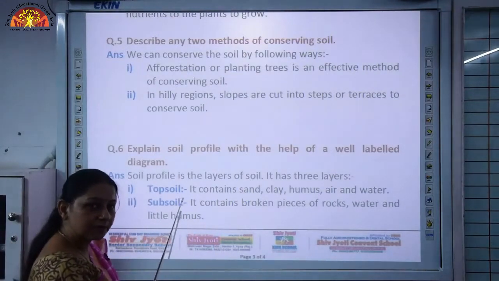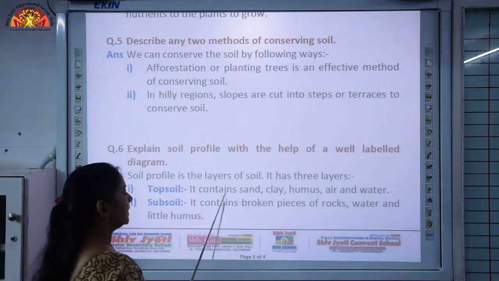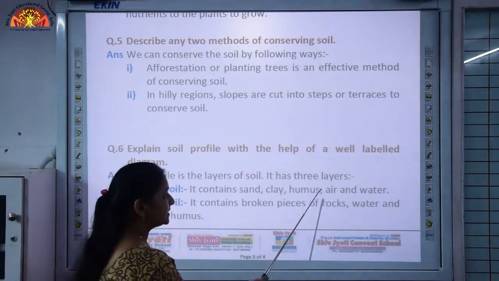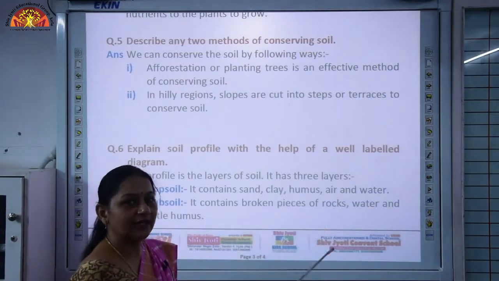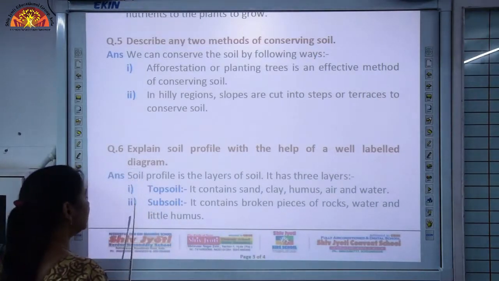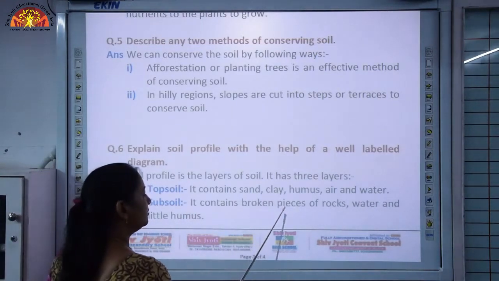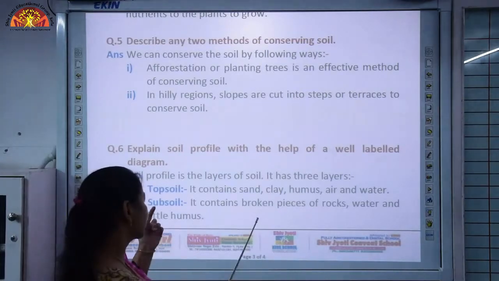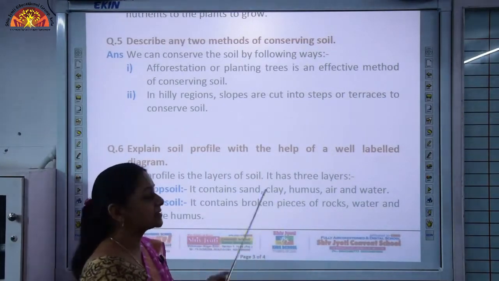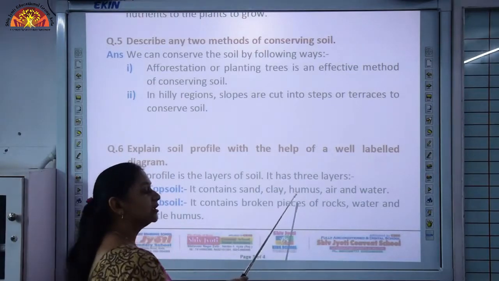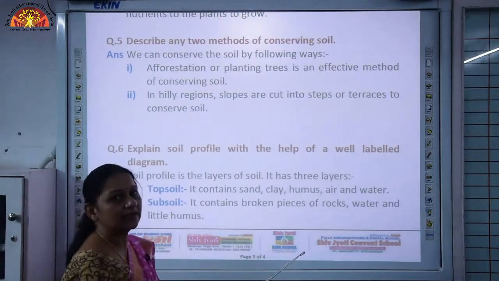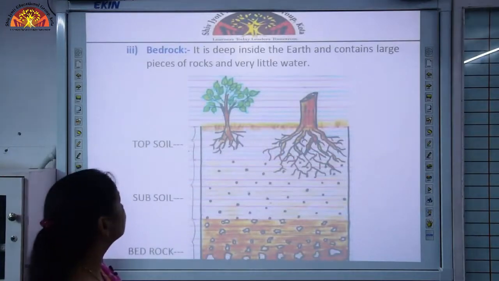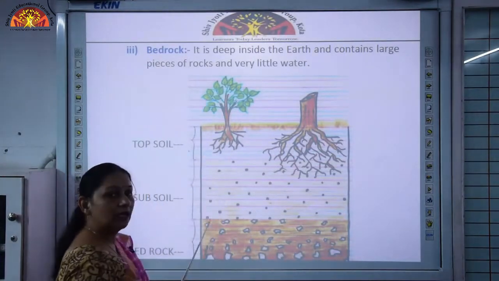First one is topsoil. What does it contain? It contains sand, clay, humus, air and water, and as it contains humus, it is very fertile for plants. Second one, subsoil. It contains broken pieces of rocks, water and little humus. Humus is present in the second layer, that is subsoil also, but the subsoil contains less humus than the topsoil. So this is less fertile than the top layer and it also contains broken pieces of rocks. Then the third layer is bedrock, that is the lowermost layer.